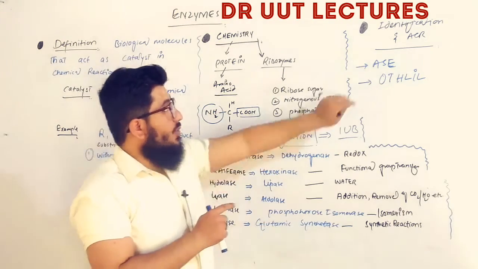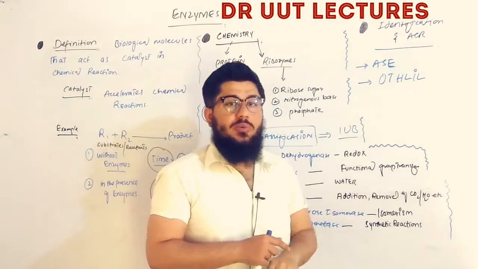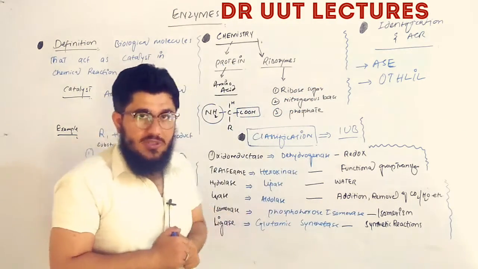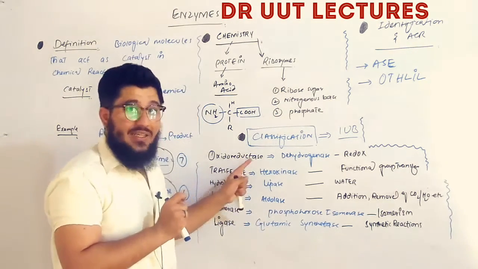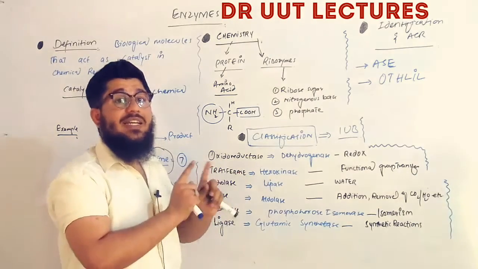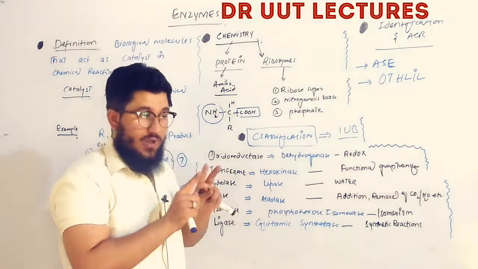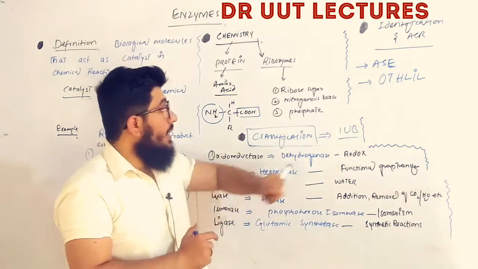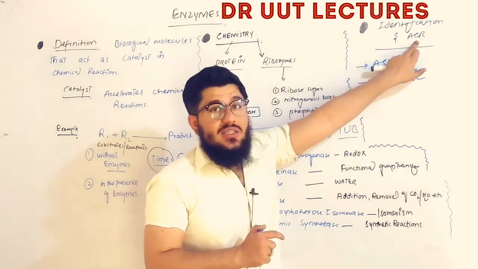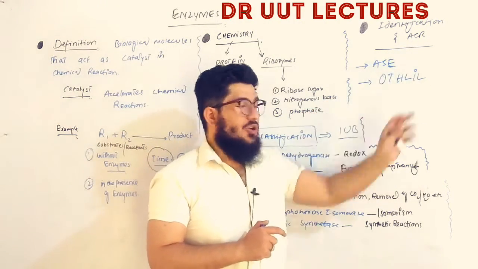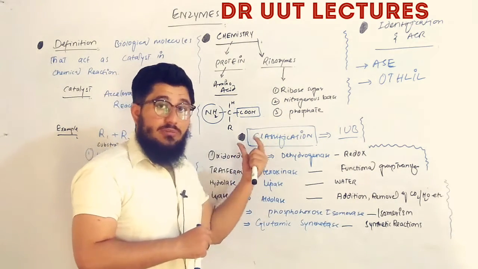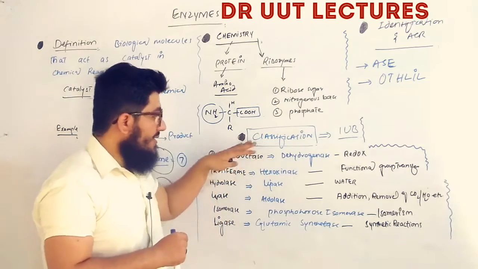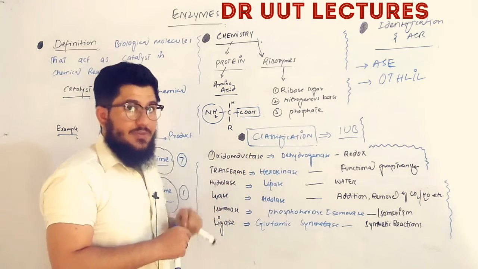Now let's come towards the next point, identification and acronym. Identification: approximately everyone knows that whenever you see ASE at the end of a term, that indicates an enzyme. I'm talking about biological terms, okay? Next one we have is the acronym. This acronym is going to help you remember or memorize the classification of enzymes.